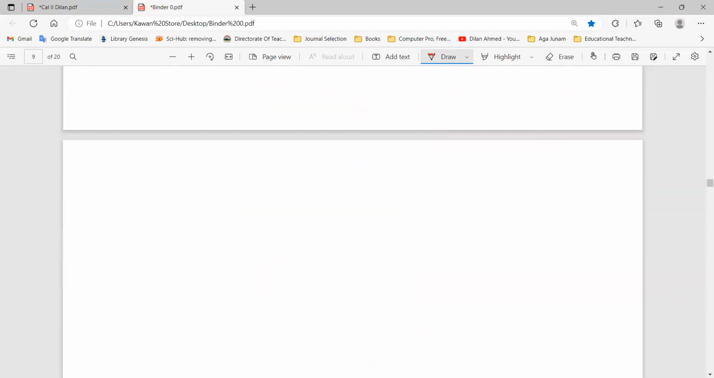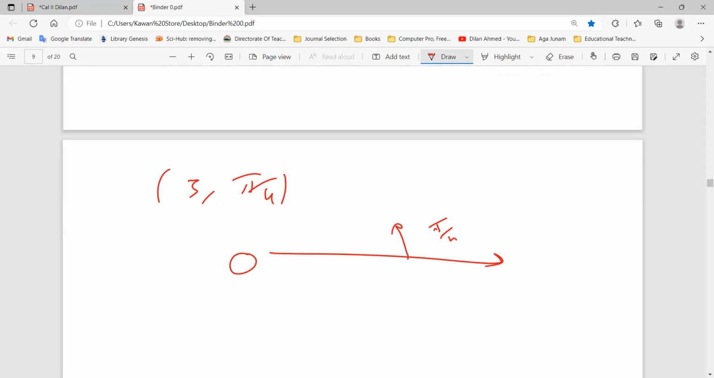Now, I'll give you many points, don't worry. If I say we have 3 and pi over 4. Yalla, sketch it. We say pi over 4. Am I right? 3 units. 1, 2, 3. How about if I say minus 3? Go to the other direction. 1, 2, 3. The angle is the same, but we change the direction.